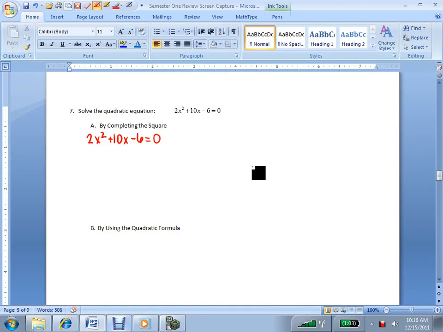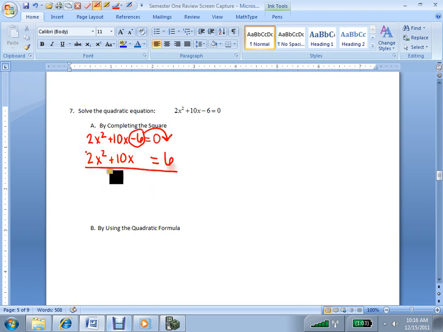So we're going to do number 7. The first thing you want to do is rewrite it by putting the -6 on the other side. And since you're putting it on the other side, it's going to be a different sign, so it's going to be 6. Now, just by looking at the coefficients 2, 10, and 6, you could tell that you could take out a 2. So we can rewrite it as x squared plus 5x.